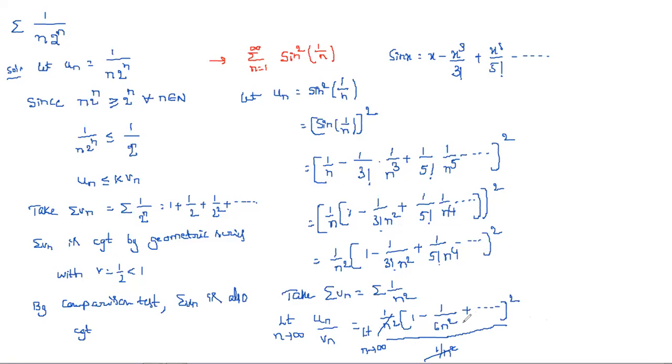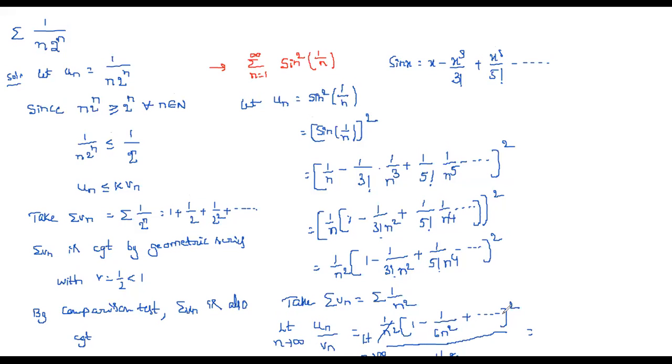So if we substitute infinity in place of n, this term becomes 0, and the rest of all the terms have n in them. So anything by infinity is 0. And what about the remaining? Only you have 1 square, that is nothing but 1, which is not equal to 0.